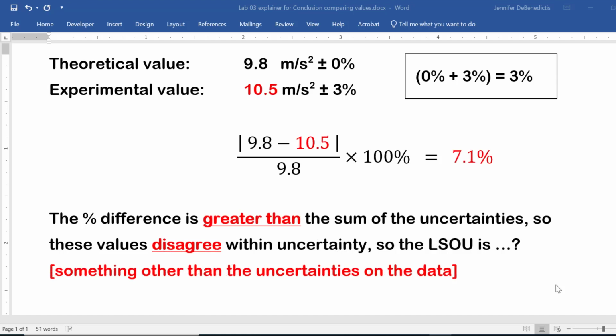However, if your values did not agree within uncertainty, then your answer is going to be different. So if the percent difference is greater than the sum of the uncertainties, your values disagree within uncertainty. So what's the largest source of uncertainty? Well, it can't be any of the uncertainties on the data, because we took those into account. It has to be something else. So then you and your group members would talk about this and try and figure out what could have caused it. So was it friction? Was it air resistance? Did you not level your track accurately? Maybe your projectile wasn't launched horizontally. You have to think about the experiment and try and identify the one thing you think might have caused the discrepancy, and it'll be something other than the data values.